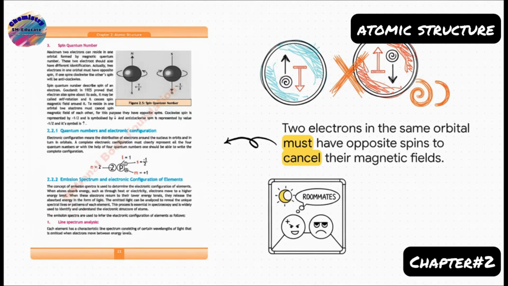And this is absolutely critical to how atoms work. When 2 electrons share an orbital, one has to spin one way and the other has to spin the opposite way. By pairing up like this, their tiny magnetic fields cancel each other out, which makes the atom more stable.